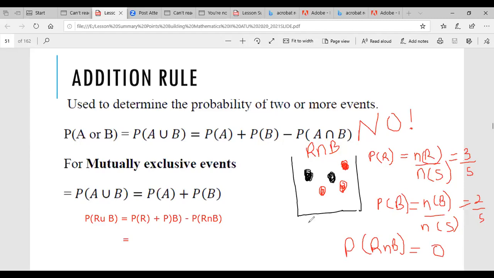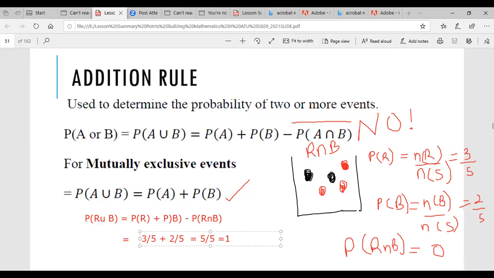Okay, so that brings us to the second rule here. The second rule says that if there are mutually exclusive events in that experiment, then this third term here will always go to zero. So the formula becomes what? P of A union B is equal to P of A plus P of B. So let's complete the solution. If we wanted our P of R union B, it is just the P of R, which is 3 over 5, plus 2 over 5, which is equal to 5 over 5. And that is 1.